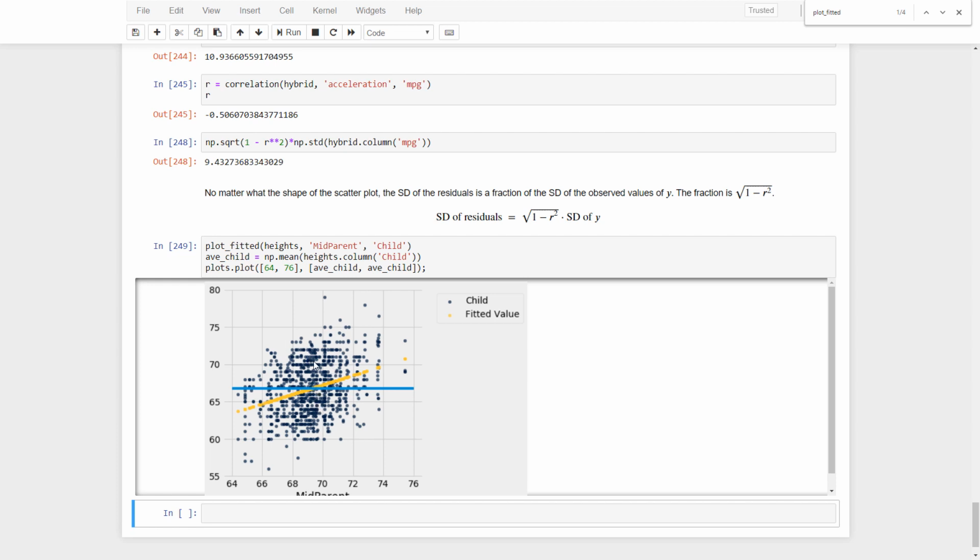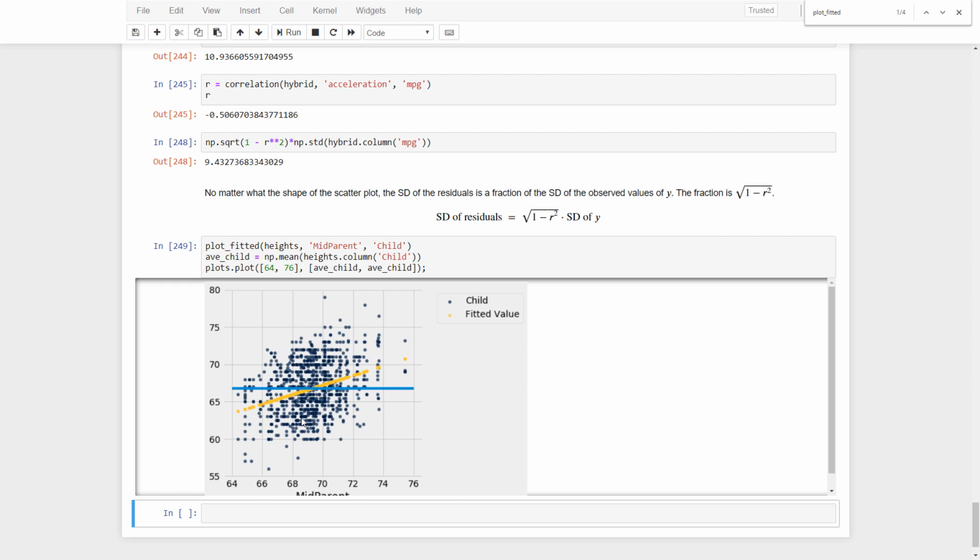Remember that the value of the residual is the difference between the observed value and the predicted value. If the predicted value is the average, that means that we are subtracting every point from the average, which means that we are computing actually the standard deviation of y. And that's why when R is 0, the standard deviation of the residuals is the standard deviation of y.